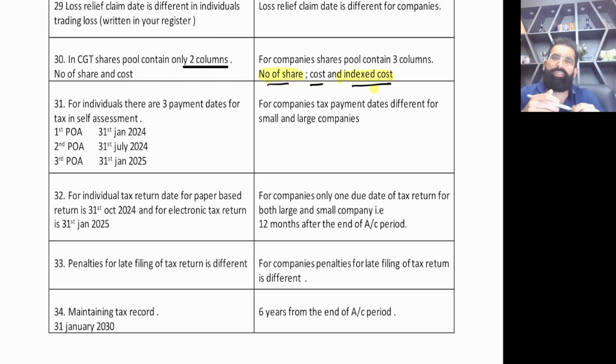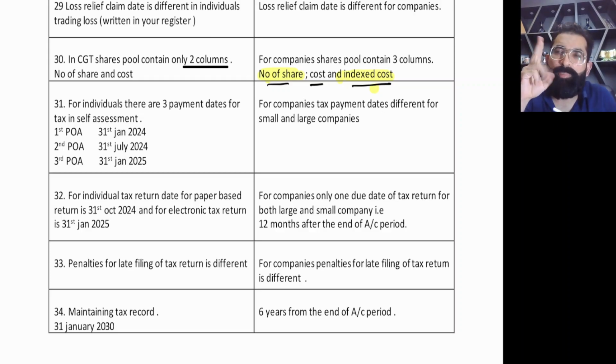For individuals, there are 3 payment dates: first POA, second POA, and then balancing payment. How to remember the dates? First POA is paid within the fiscal year, 31st January, then 6 months and 6 months. Very simple. For companies, payment dates are different for small and large companies. Already discussed. For small companies, 9 months plus 1 day after the end of the accounting period.